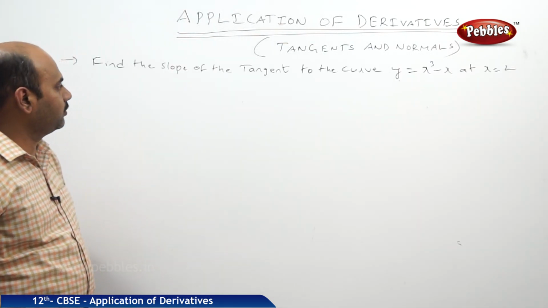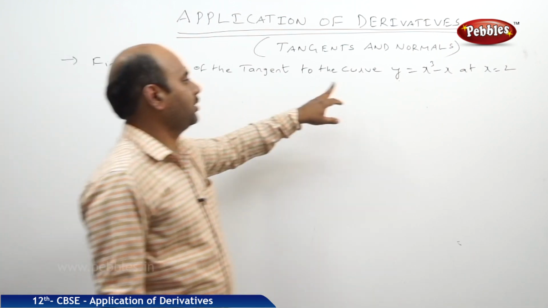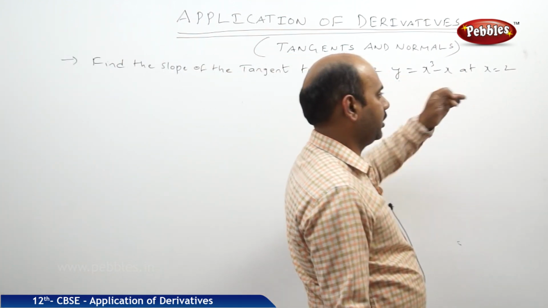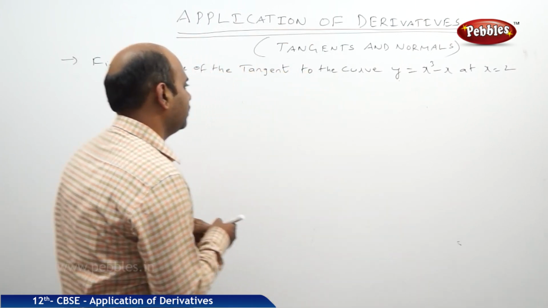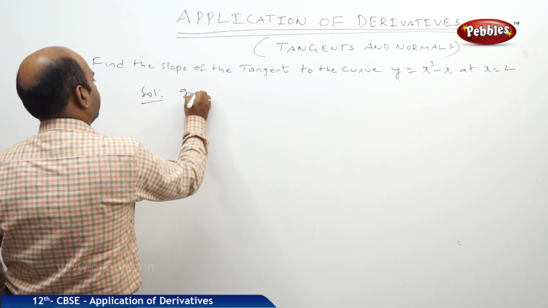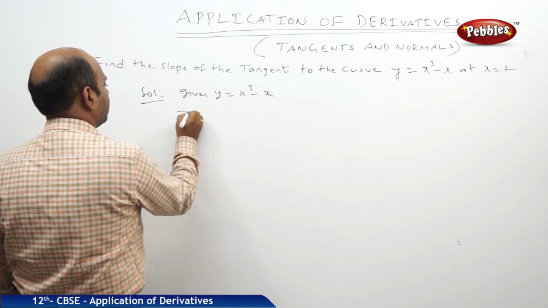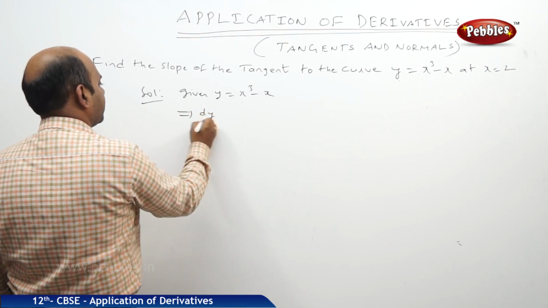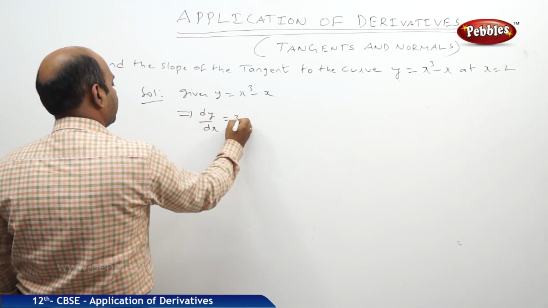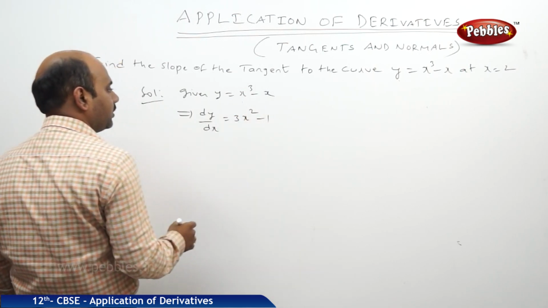A small question we will be taking. He is asking us to find the slope of the tangent to the curve y is equal to x cube minus x at x is equal to 2. So what should we do? Given y is equal to x cube minus x, we differentiate with respect to x. So dy by dx is equal to 3x square minus 1.